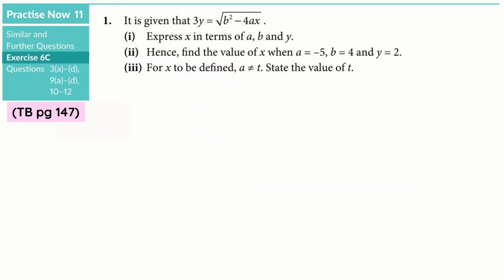Next, we take a look at practice now 11, question 1. We have 3y equals square root of b squared minus 4ax. So this formula might look a little bit intimidating, but don't worry. So long as we are able to apply and be consistent in the concepts that we're trying to apply, it wouldn't be a problem. So let's start off in part 1. We want to express x in terms of a, b, and y.